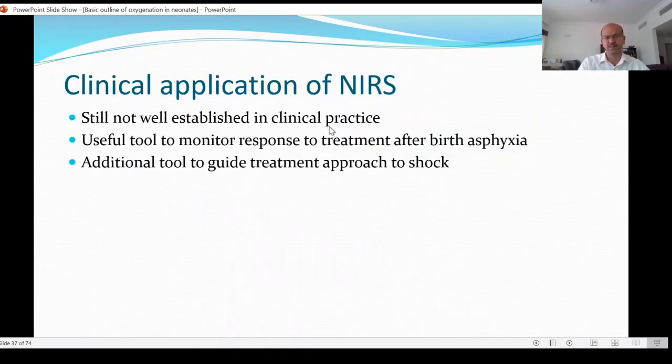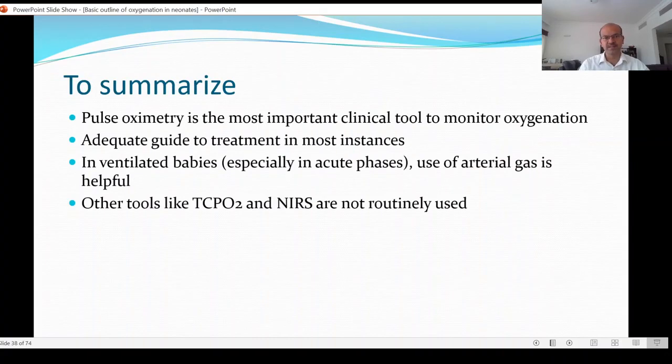It's still not well established in clinical practice, and not many units have near-infrared available to them. And it's a useful tool to monitor treatment asphyxia and also to titrate your response to shock and hypotension. However, we still need to await some more information, more training before we can apply it in clinical practice. So to summarize, pulse oximetry is the most important clinical tool to monitor oxygenation. So we should be well aware of the pros and cons, the tips to use it appropriately.